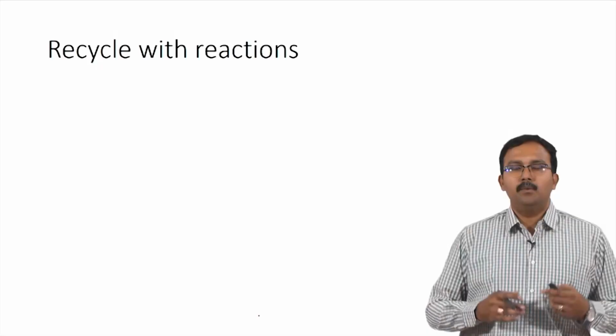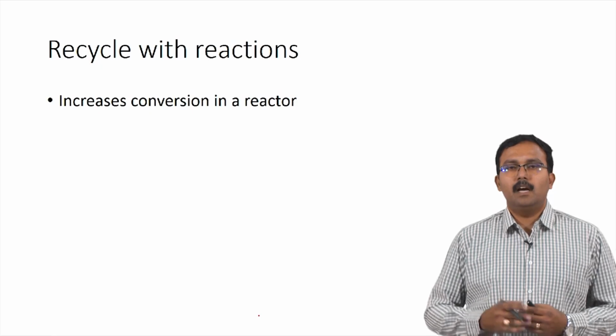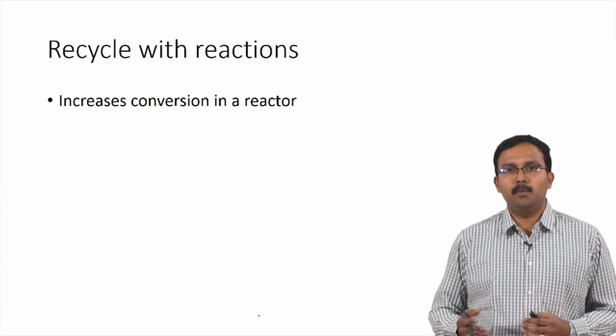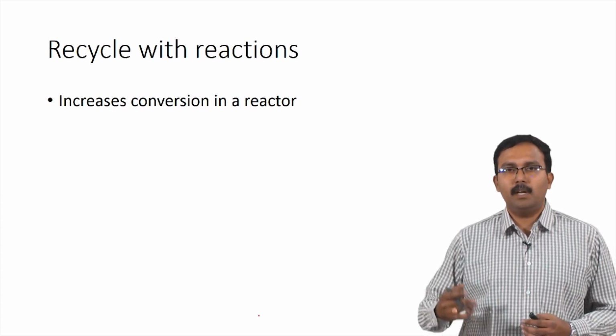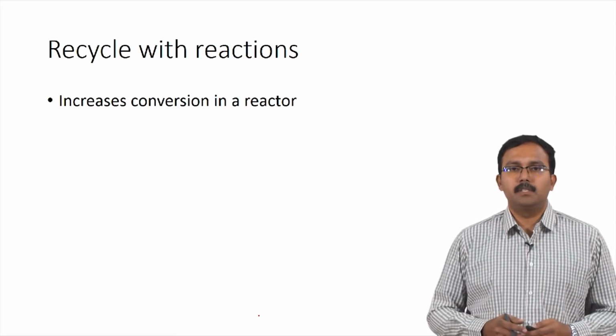Hello everybody, welcome to today's lecture on recycle systems with reactions. In the previous lecture we had discussed recycle systems without reactions, and today we will talk about a reactor which, in addition to the fresh feed, will also have a recycle feed. Why do we have to do this? This would increase the conversion in a reactor. The unused reactants which get recycled will have a chance to go through the reactor one more time, which would mean more of the products would be formed, and hence the conversion would increase for the overall process.